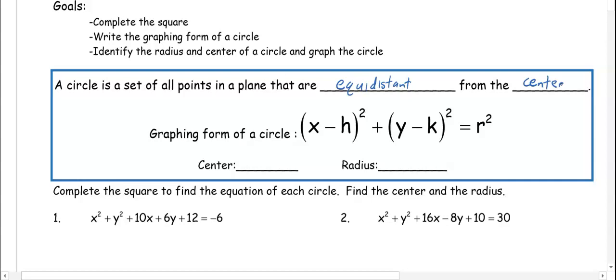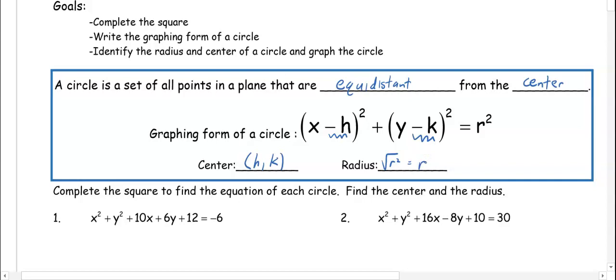(x - h)² + (y - k)² = r². So for the center, we're going to take out the opposite sign of these numbers, so we would have (h, k). If they were plus signs, they would come out as negative numbers. For the radius, we need to take the square root of r² to get r.